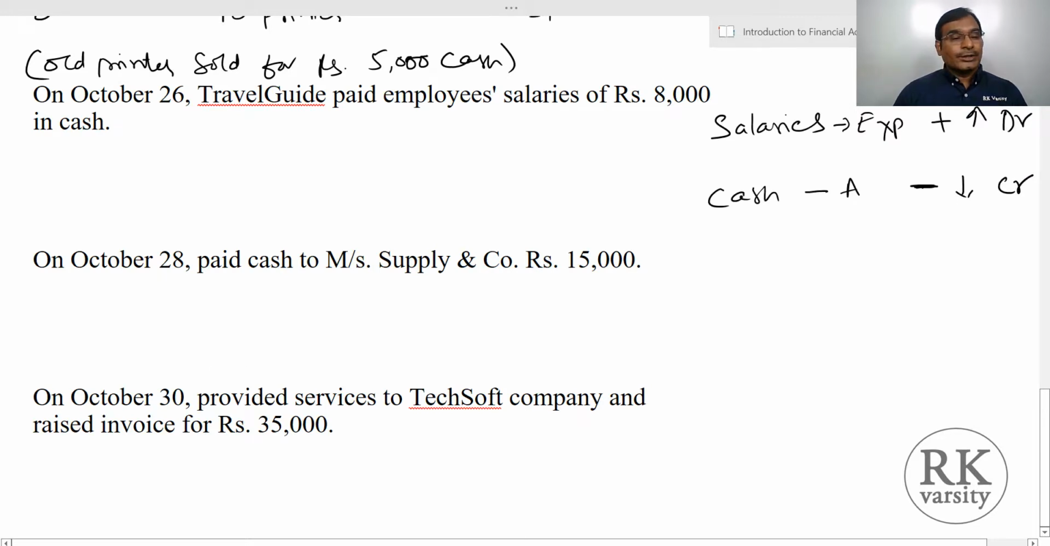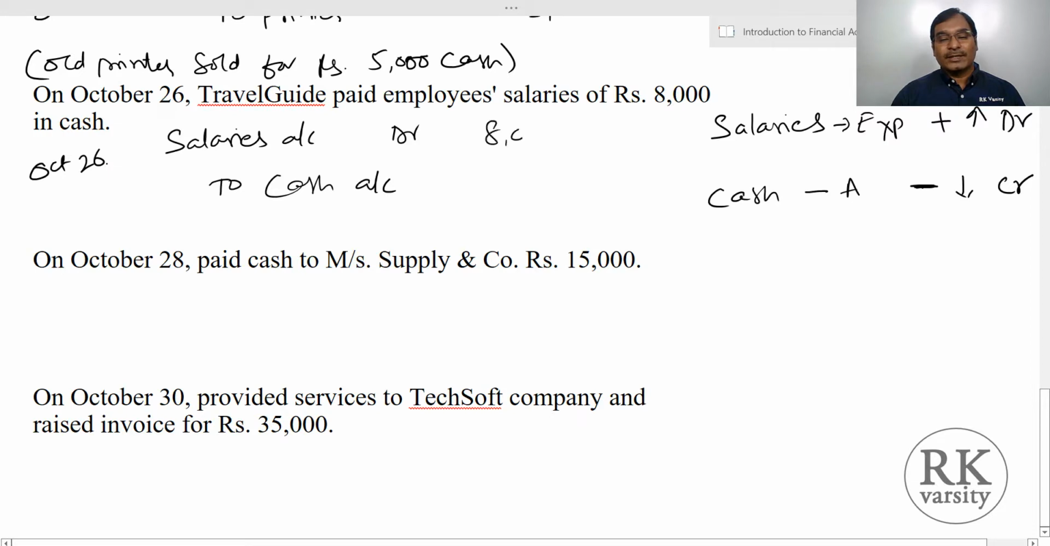So here, October 26, salaries account debit to cash account, and how much is the amount paid? 8,000. So in one column 8,000, in another column another 8,000.